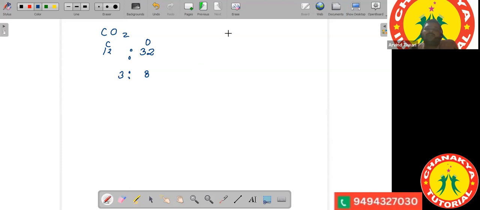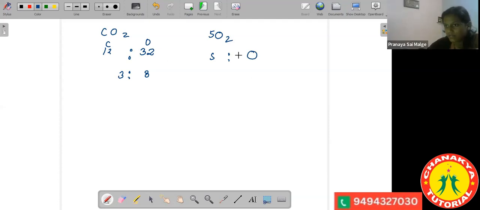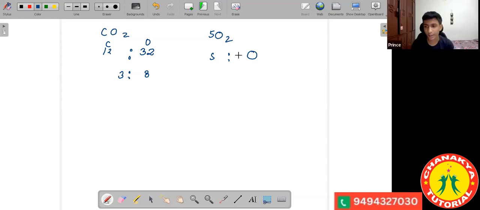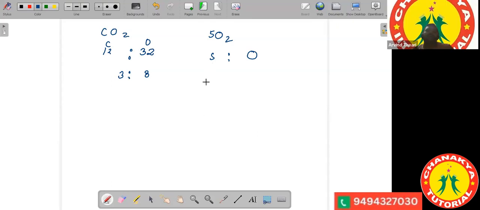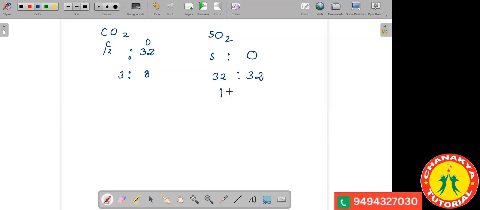Can you find out the ratio of the masses in, let's say, SO2? What is the ratio of the masses of sulfur to oxygen? Calculate what will be the ratio of the mass of sulfur to the mass of oxygen. Sir, is it 1:1 by any chance? Yes, 1:1. As sulfur has an atomic mass of 32 and oxygen has a mass of 16, but there are two oxygen atoms, you will find them in the ratio of 1:1.